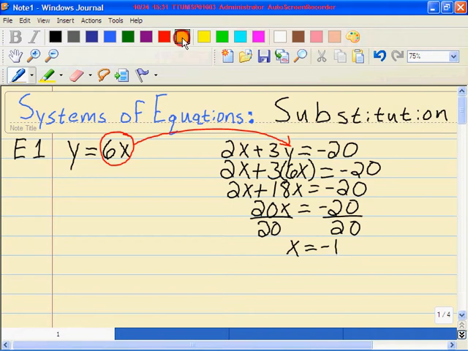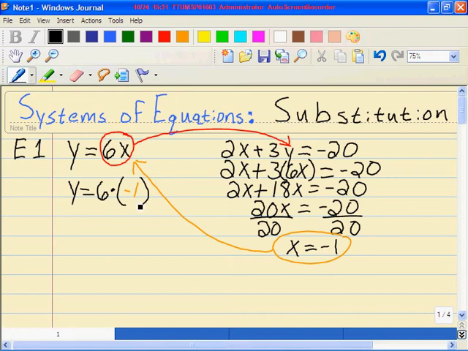Now that we have that negative 1, that equals x, we'll take it and substitute it back in equation number 1. And we'll get y is equal to 6 times, and then we'll plug back in our negative 1. And then we'll solve for y. So y would equal negative 6. Now to make an ordered pair out of that, our x coordinate will come first, negative 1, comma, negative 6.